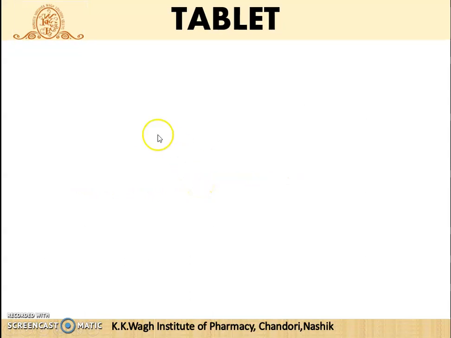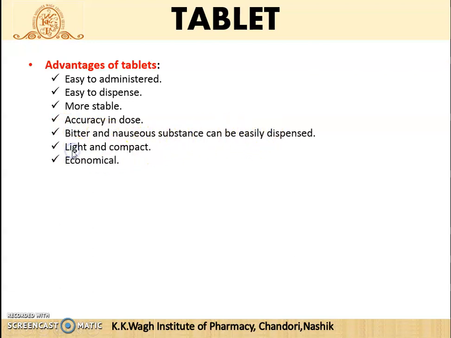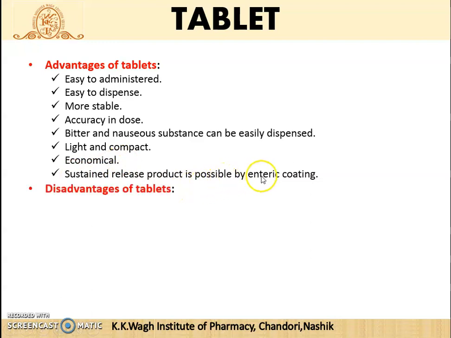Next we can see the advantages of the tablet. Tablets are easy to administer, easy to dispense, more stable, and accurate in the dose. Bitter and nauseous substances can also be easily dispensed in the form of a tablet. They are light, compact and economical. Sustained release product is possible by the enteric coating.